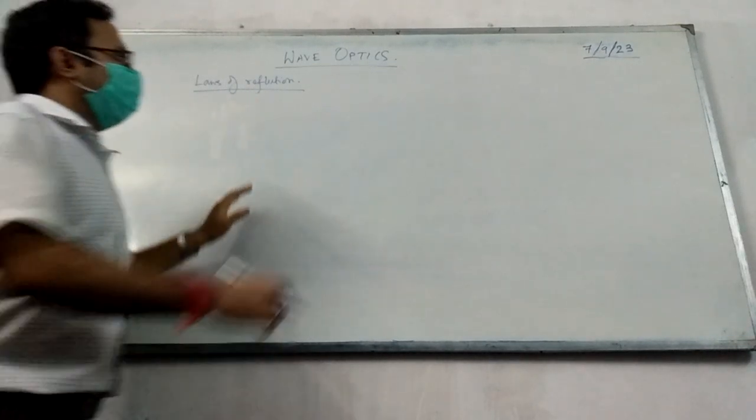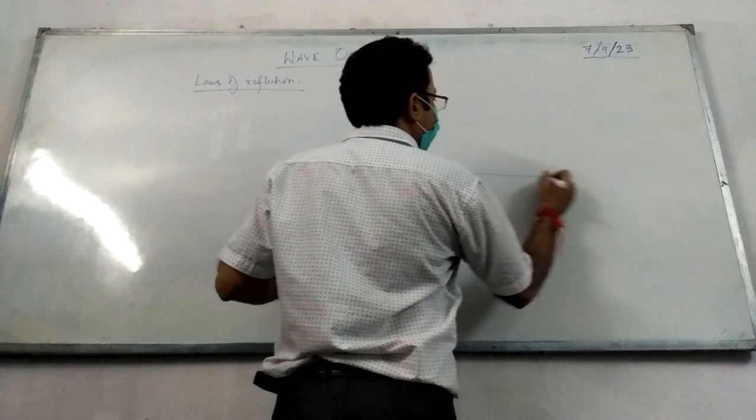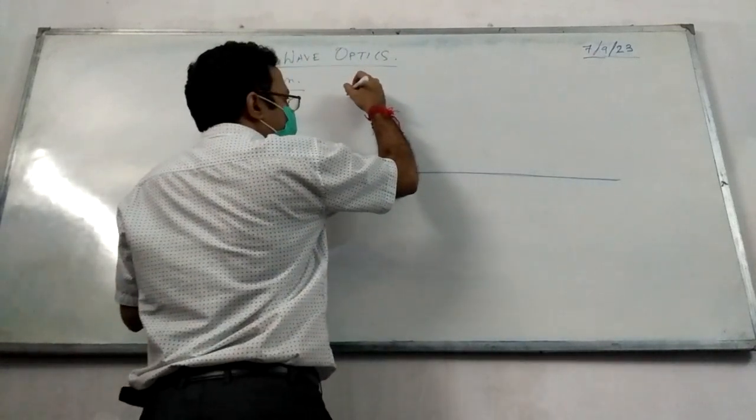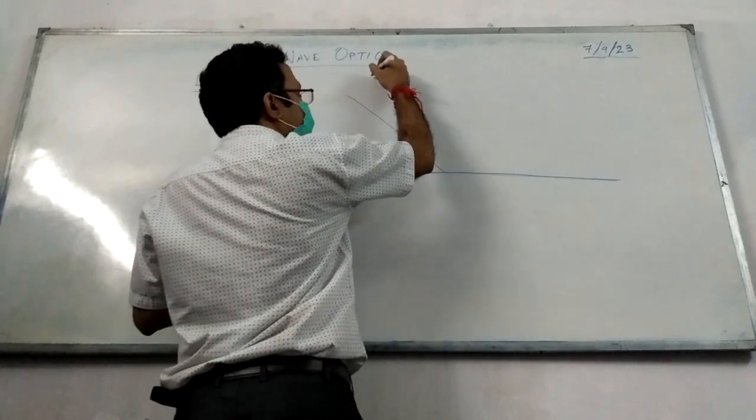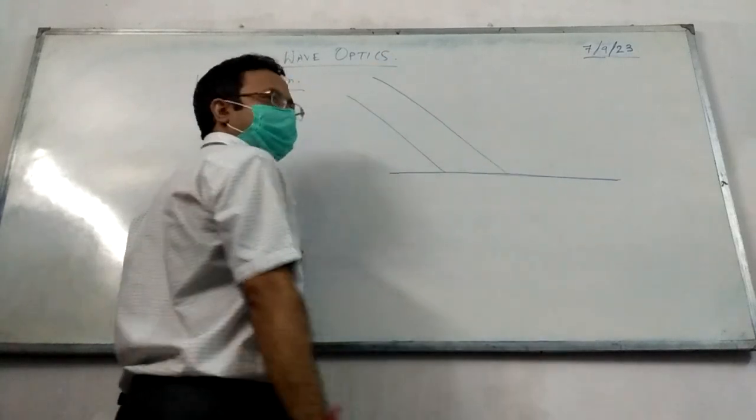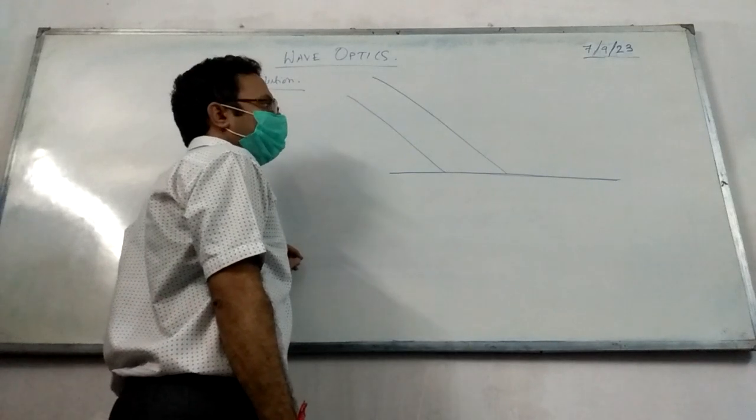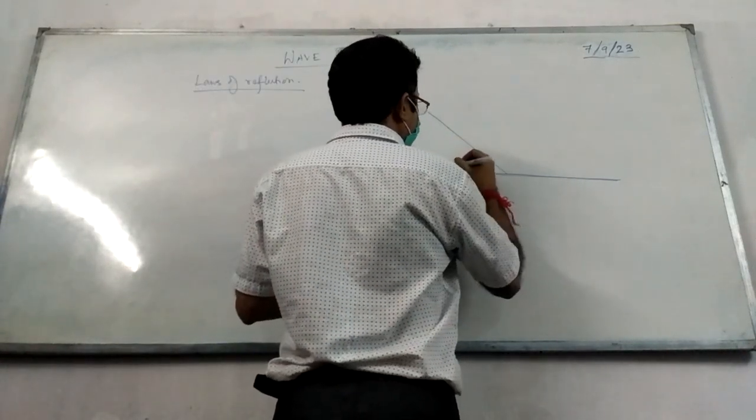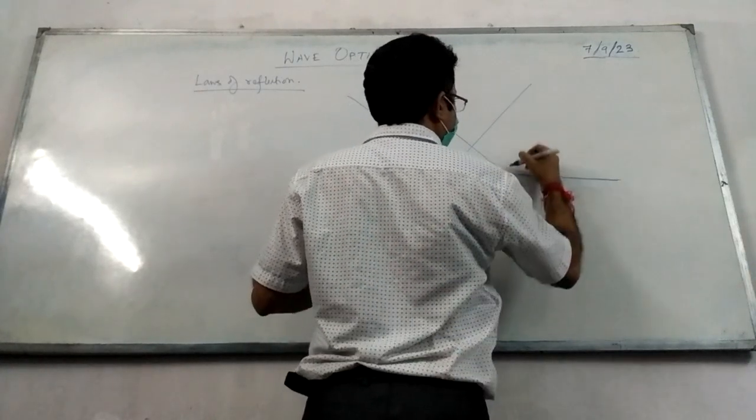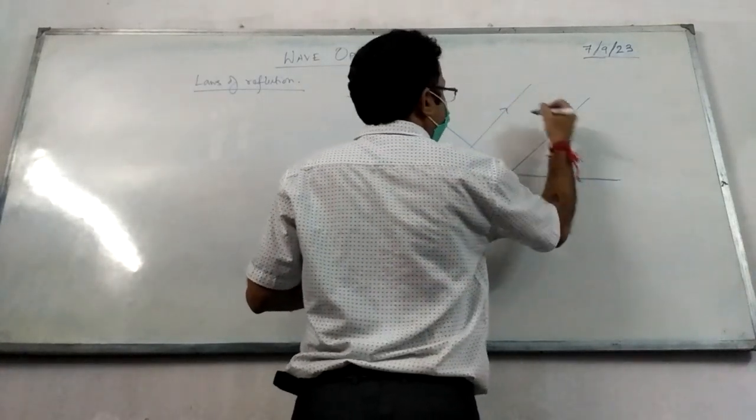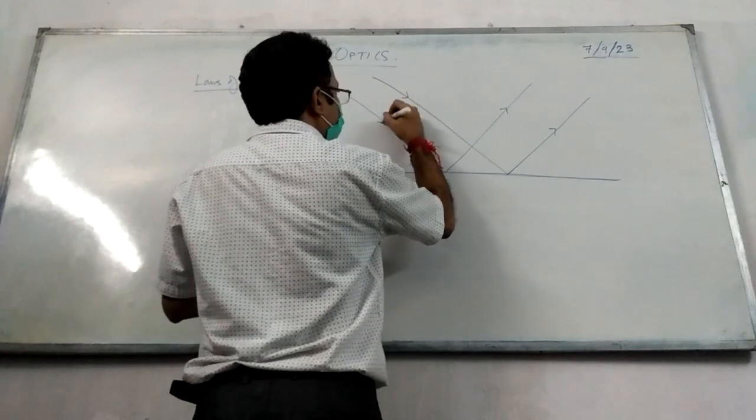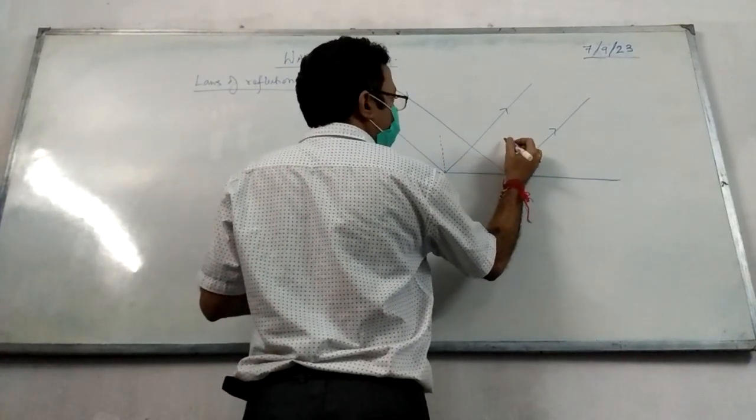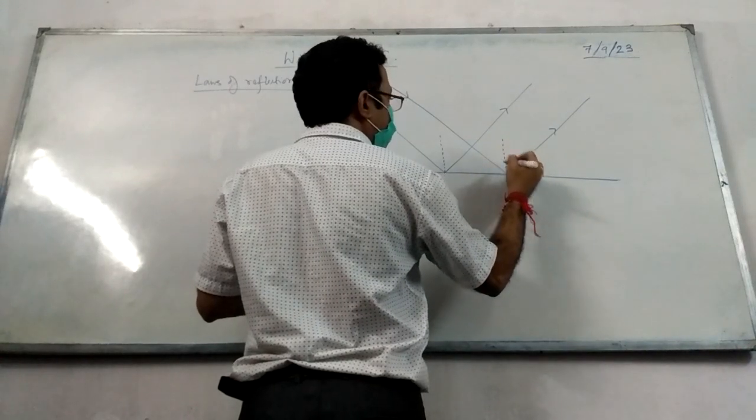Now, say we have a reflecting surface. Say this is a smooth reflecting surface, and there is a parallel beam of light incident on this surface. After reflection, what will happen? They will reflect in such a way that the angle of incidence should be equal to the angle of reflection. That is what we need to prove.